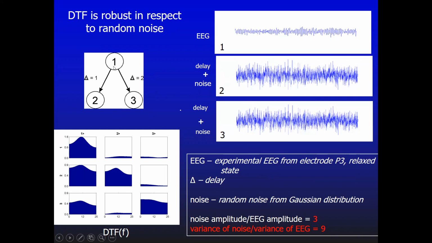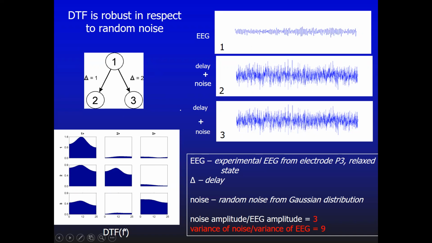So this is a very simple simulation. The activity from channel 1, it is just an EEG signal, is propagating to channels 2 and 3 with some delay, and noise also is added, a random noise of the amplitude 3 times as big as the signal itself. So the noise variance is 9 times as big. So we cannot perceive the signal in the noise. Nevertheless, the direction of propagation can still be determined.